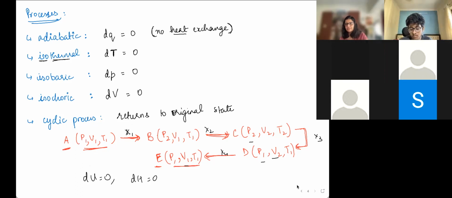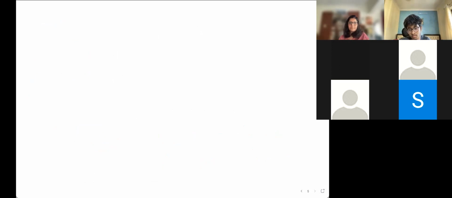Okay, so can we go forward, Rishit? Yeah, we can. 412. We'll finish off the types of processes. Then just before starting work, we'll have a 5-minute break. So cyclic process is done.